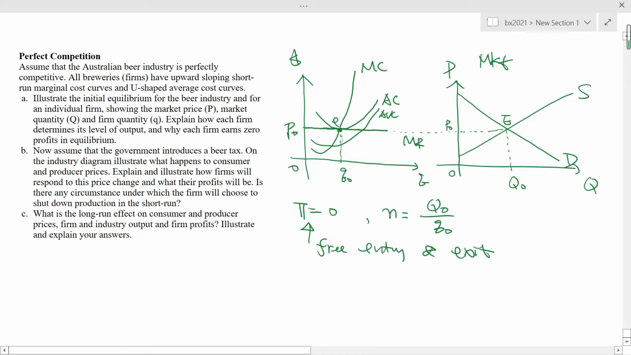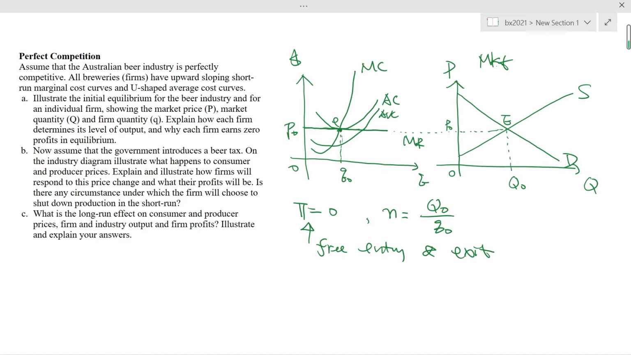Okay, B. Now assume that the government introduces a beer tax. On the industry diagram, illustrate what happens to the consumer and producer price. Then illustrate how firms will respond to the price change, what profit will be, and whether there is any circumstance under which the firm will choose to shut down production in the short run. Okay, so now we have a beer tax. So we need to put the tax into the market diagram.